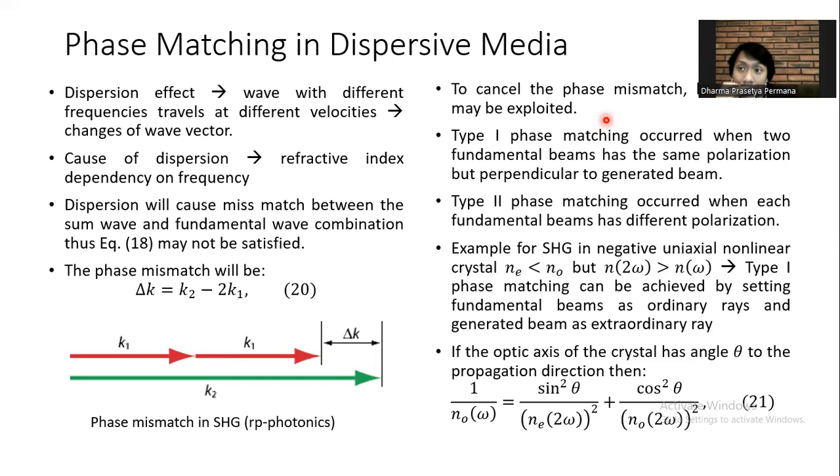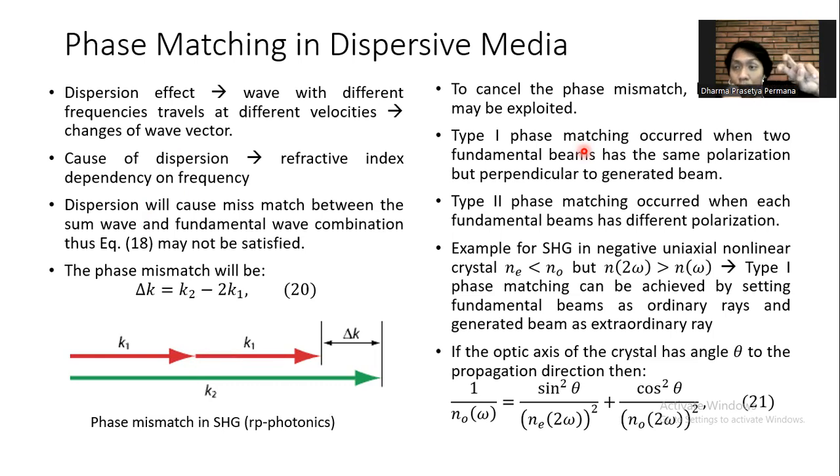By using birefringence, we can achieve two kinds of phase matching condition. The first one is type 1 phase matching. This occurs when we have two fundamental beams with the same polarization, and these fundamental beams have polarization perpendicular to the generated beam. Let's say the fundamental K1 and another K1 have polarization along the y-axis. When they enter the birefringent crystal, it will generate K2 with polarization along the x-axis, so it has the perpendicular direction.